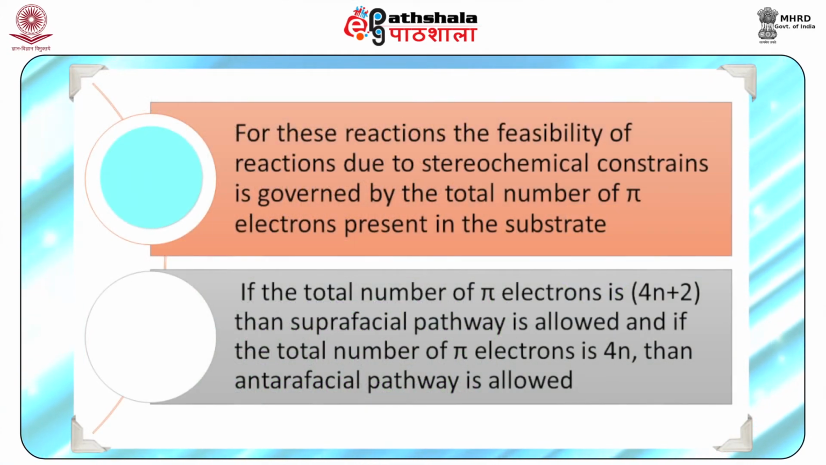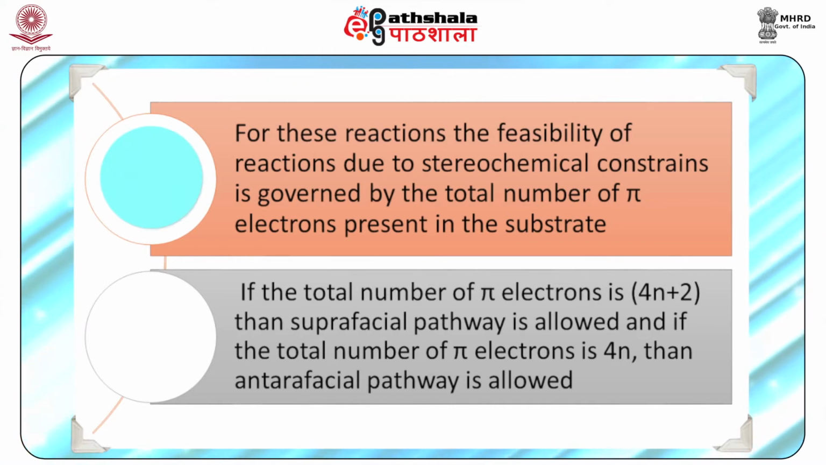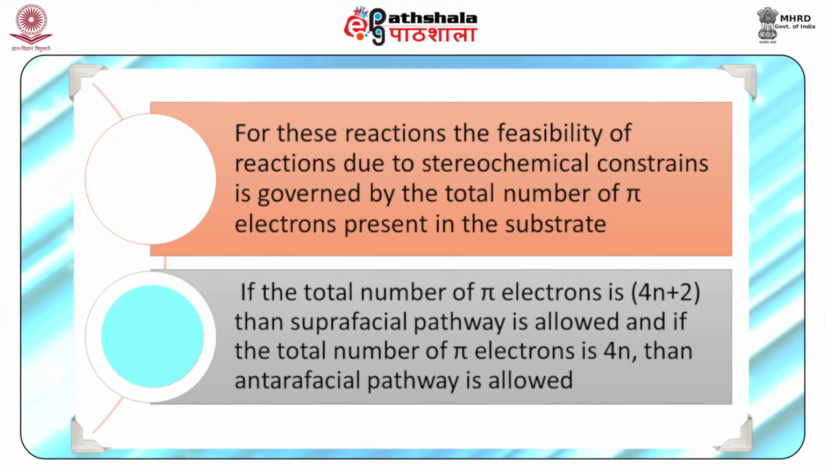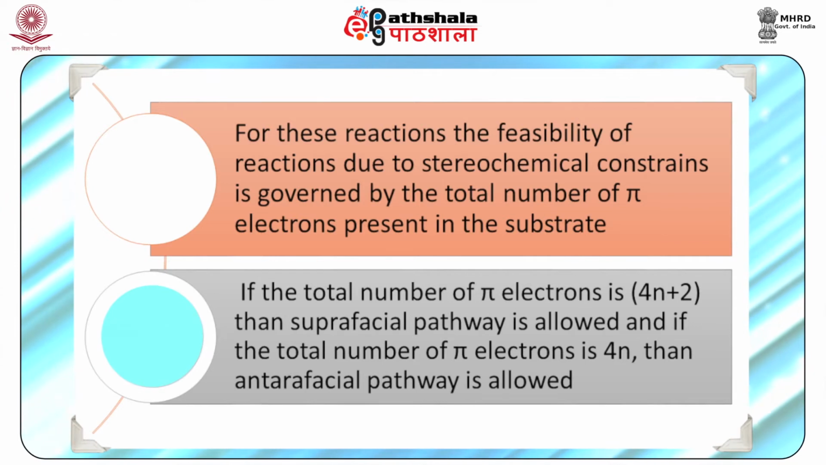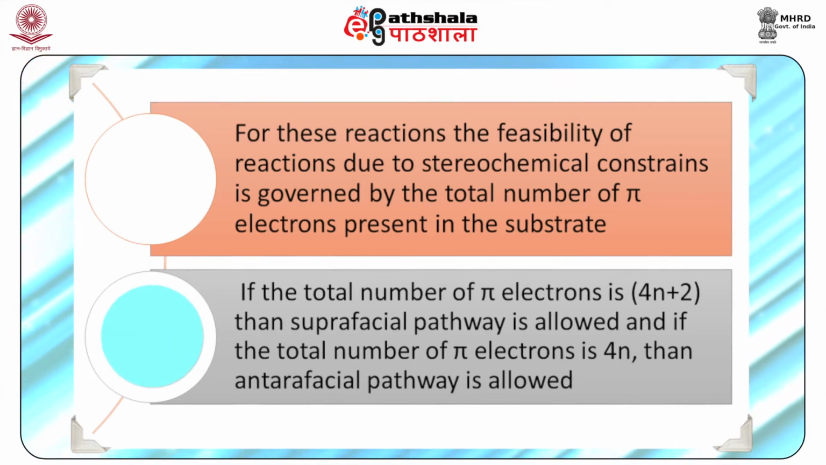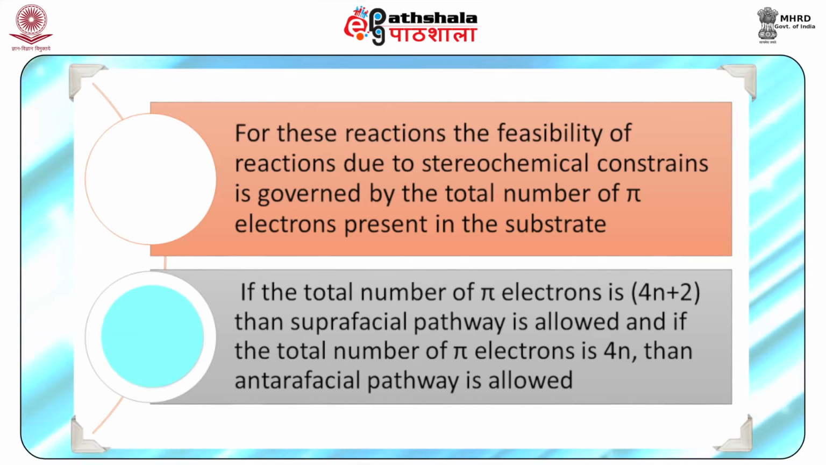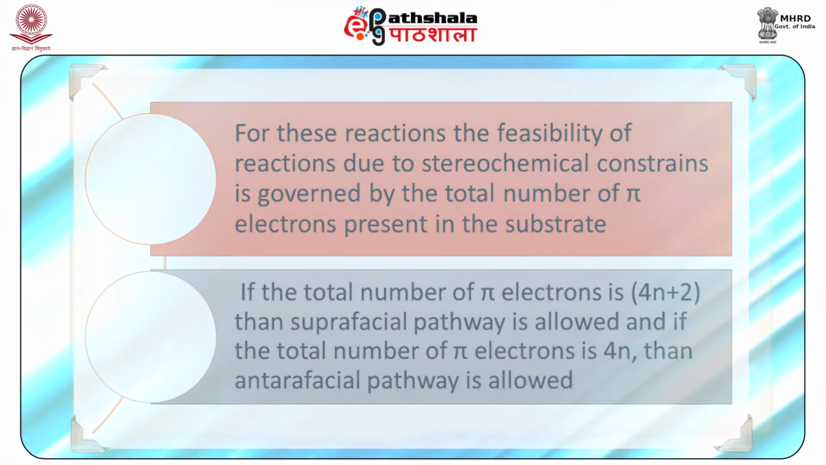For these reactions, the feasibility of reactions due to stereochemical constraints is governed by the total number of pi electrons present in the substrate. If the total number of pi electrons is 4n plus 2, then suprafacial pathway is allowed, and if the total number of pi electrons is 4n, then antarafacial pathway is allowed.